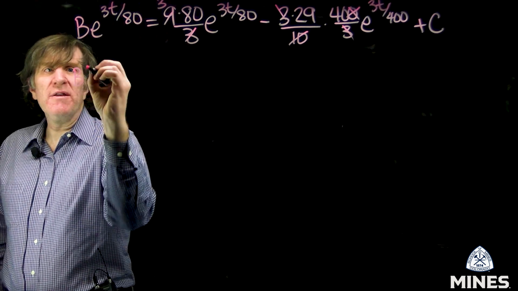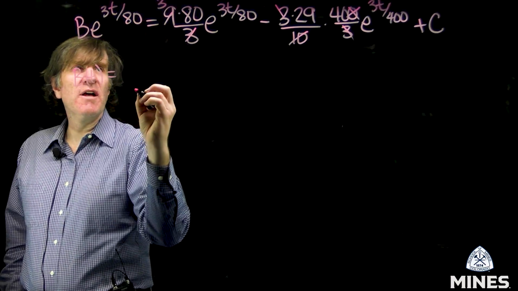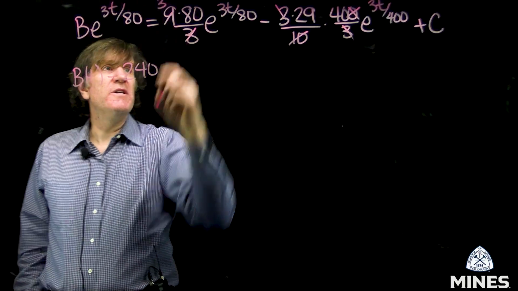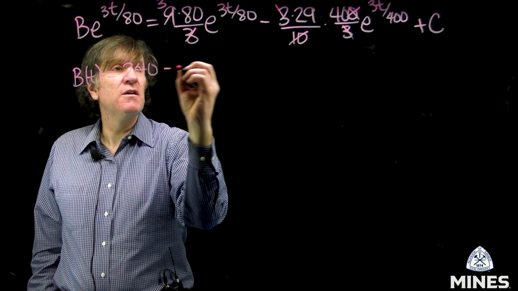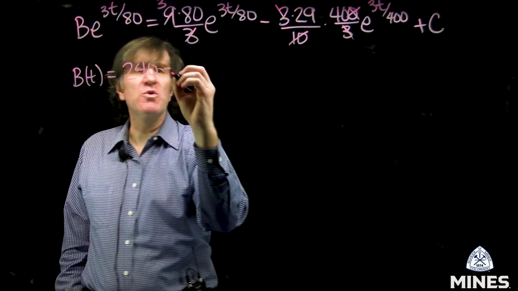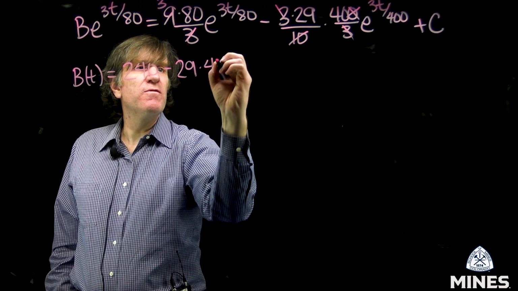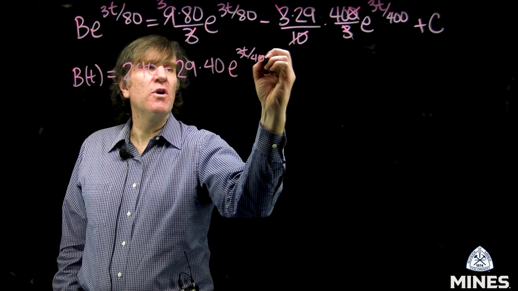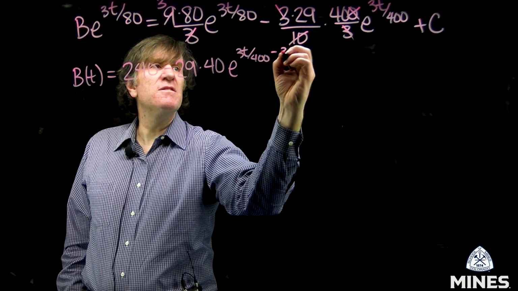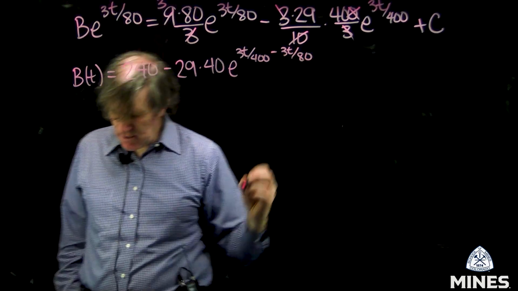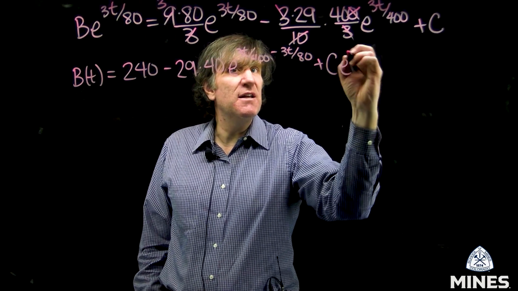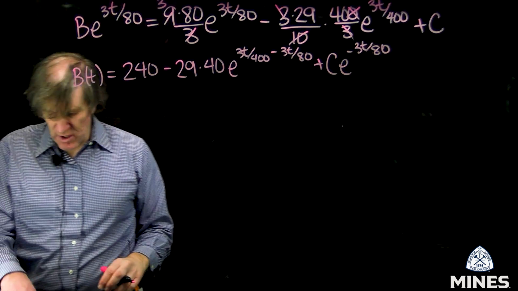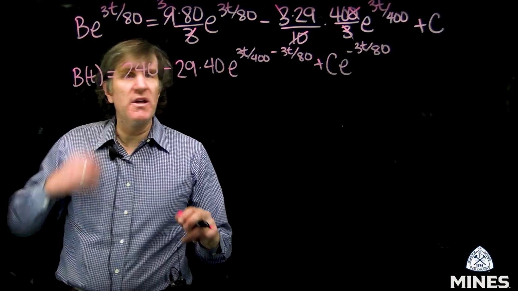So what we're going to end up with is b of t on the left-hand side equals 240, 3 times 80, minus, what do we have left over here? 29 times 40 times e to the 3t over 400 minus 3t over 80, plus c e to the minus 3t over 80. So this is our solution, and the only thing left to do is plug in the initial condition.